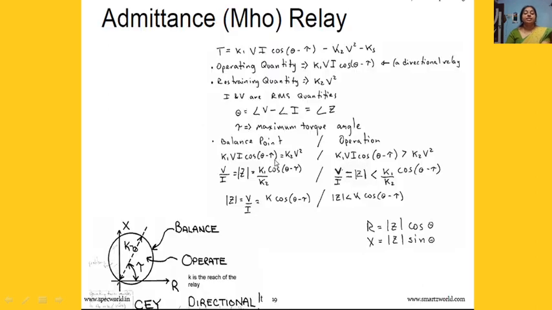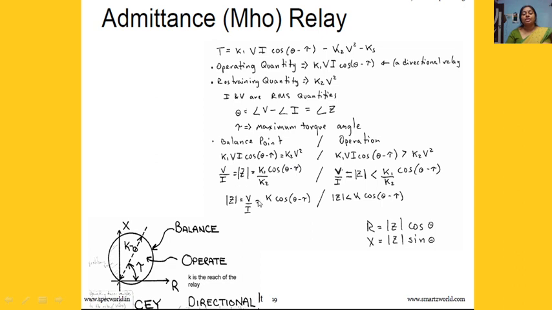Now, the second characteristic, again using the universal torque equation. Here the operating quantity is V I cos of (theta minus tau), and the restraining quantity is K2 V square. V and I are RMS quantities, and tau is the maximum torque angle. At the balance point, K1 V I cos of (theta minus tau) is equal to K2 V square.